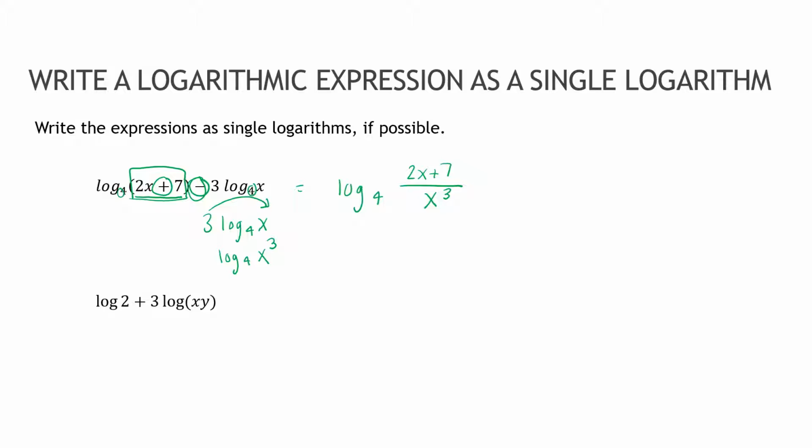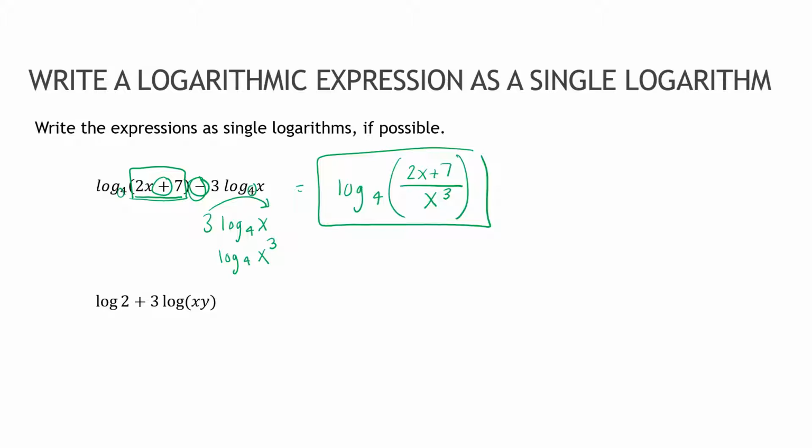So it's exactly what we did before, but in reverse. So you have to do the steps in reverse, which means take care of that power property before you try to rewrite it as a single log. So this is what I would have, log base 4 of that single expression.